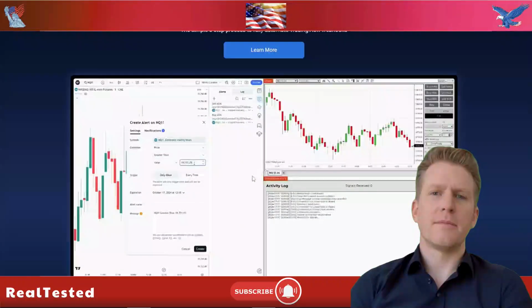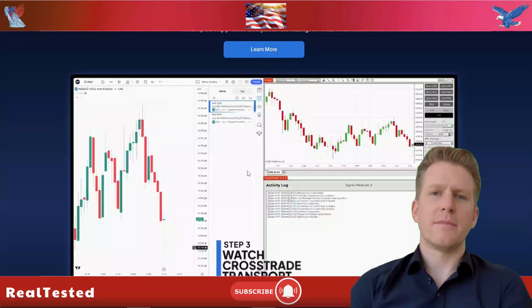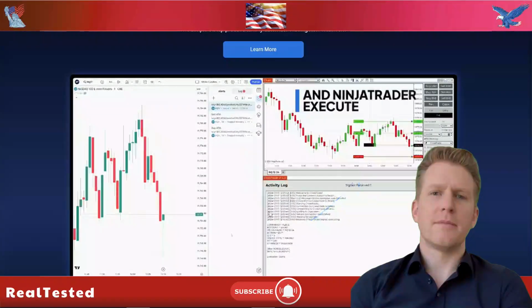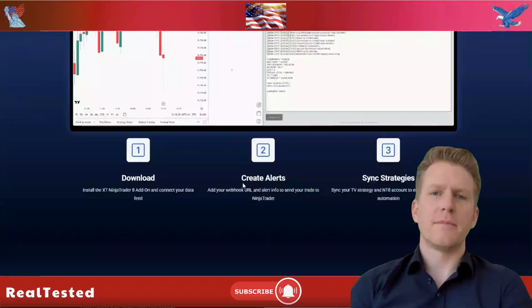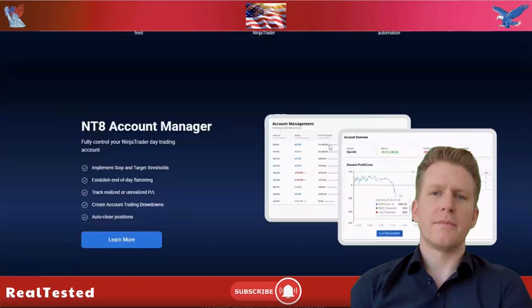The tool is optimized specifically for NinjaTrader 8 and integrates seamlessly to allow for local trade copying. You can even route alerts from TradingView charts directly into your accounts, making it surprisingly easy to automate your strategies without needing a PhD in computer science.